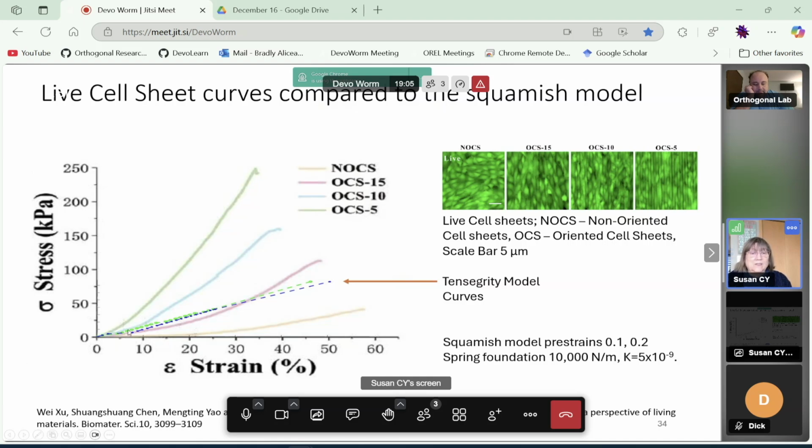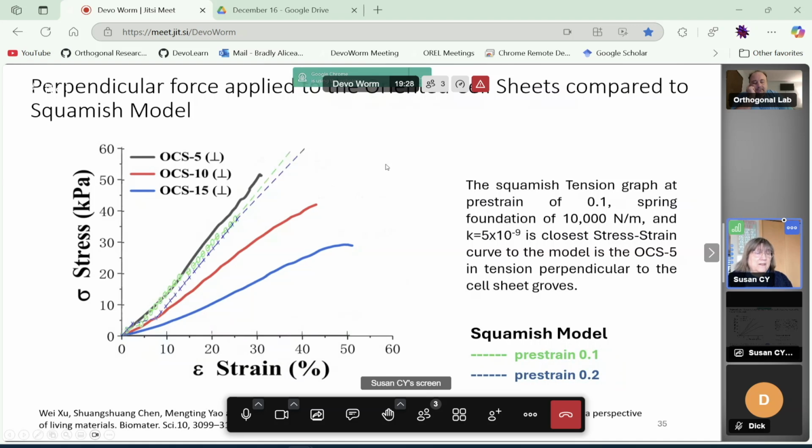And my tensegrity model curves can match these oriented cell sheets, at least for this one, oriented cell sheets -15, so 15 micrometers by 15 micrometers. And for this one, I get a very close match with the oriented cell sheets -5 when they're tensioned and perpendicular to their alignment.